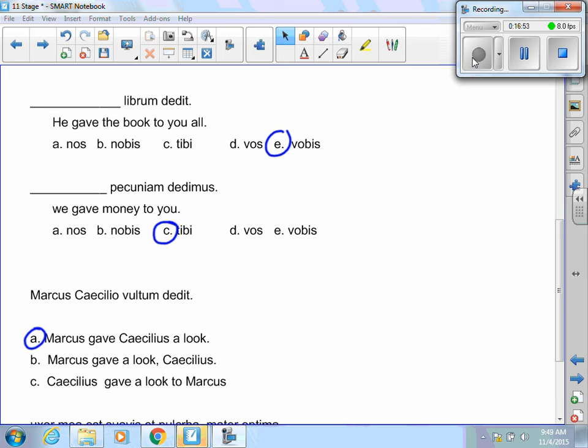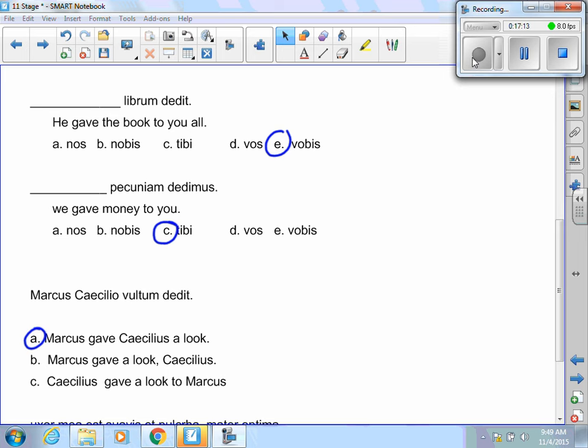Finally, we have Marcus, Caecilia, Vultum, Dedit. I have 3 translations that are possible. Marcus is the subject of this sentence, so A and B are possible. C is gone because Caecilius is not the subject. It is Caecilio, which is dative, not nominative. I have Marcus gave. All of them have gave, so A and B are both still possible because we have Marcus gave.